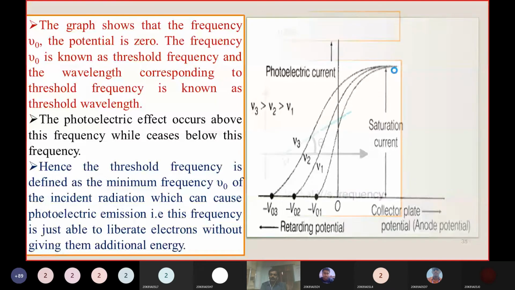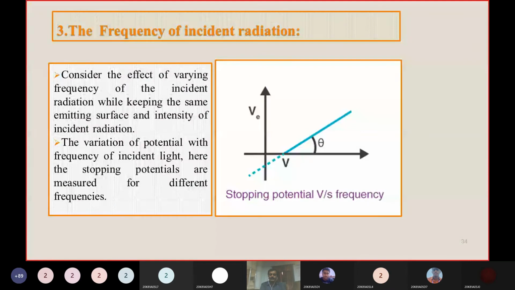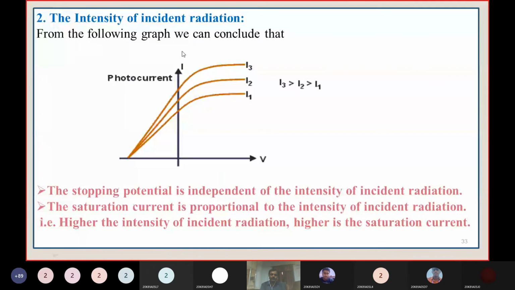But in the previous case, if you increase the intensity, the stopping potential is constant, but the saturation current will increase. Intensity means the saturated current will increase.